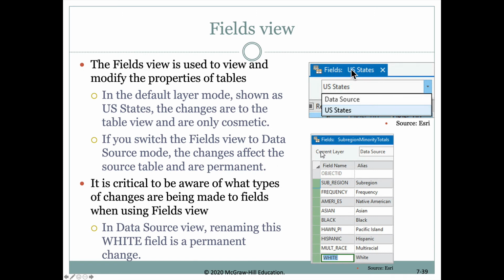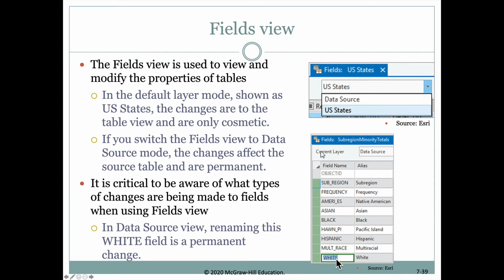So with the fields view, you're just looking at one particular field. And you're able to view and modify properties within the table here, including, for example, the name of the field. So in this example here, we're in the fields view, and the default is US states, which on this drop-down menu is one of these two choices. If we make a change when it's on US states, this will not make a permanent change. However, if we go to the data source under this drop-down menu and then retype this in, like Caucasian or some other word, then it will permanently make that change.